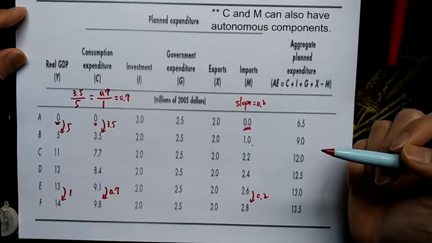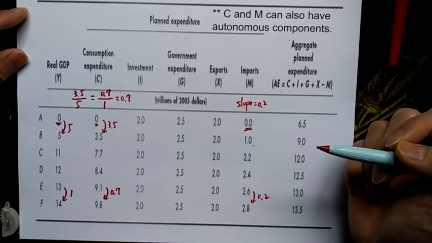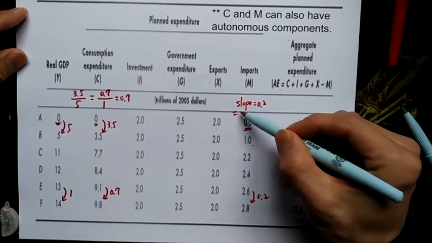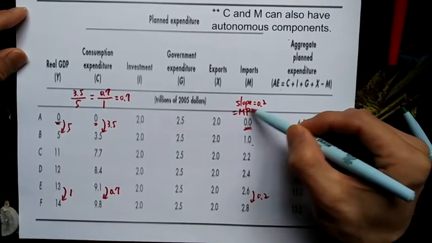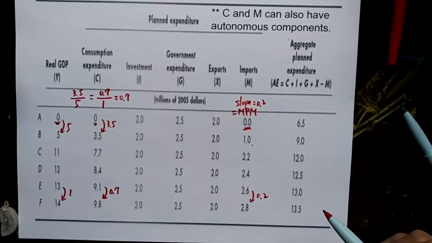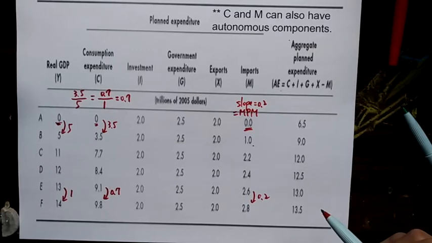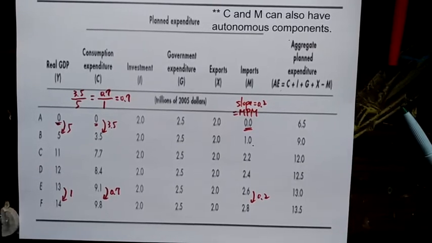What is the marginal propensity to import? The answer is, it is the slope of the import function. The next question.